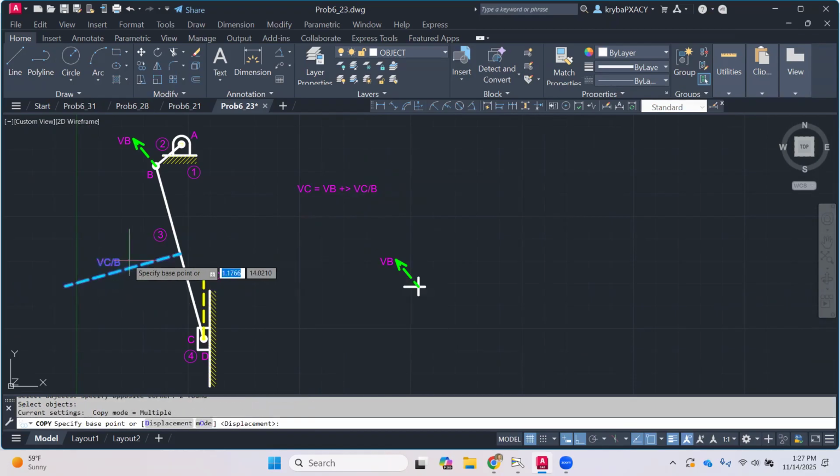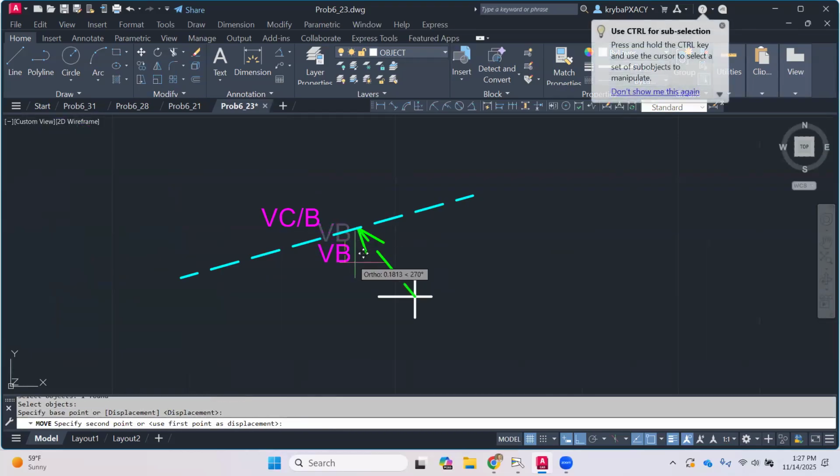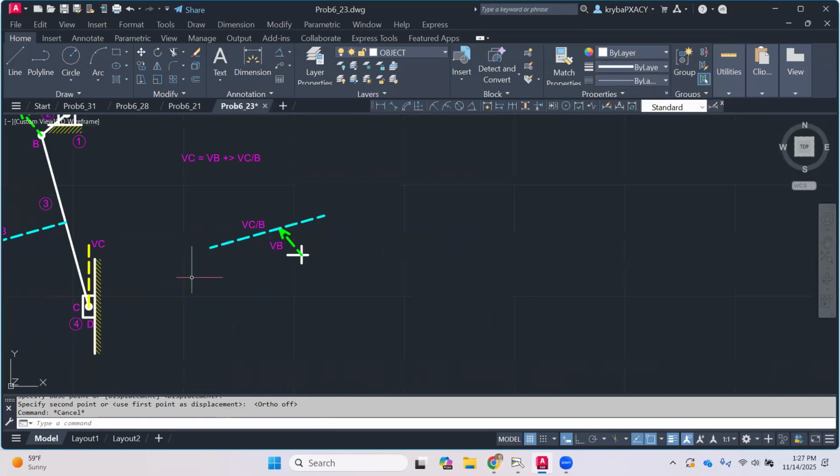And I'm going to select this. I'm going to use nearest, and I'm going to go on the endpoint here. Okay. Now I've got some things I've got to move around. I'm going to put b over here. There. And we'll just keep that there. Okay. And that takes care of my right-hand side of the equation.